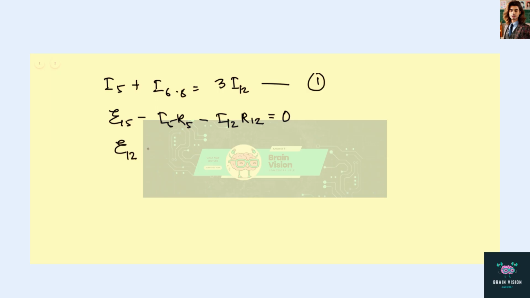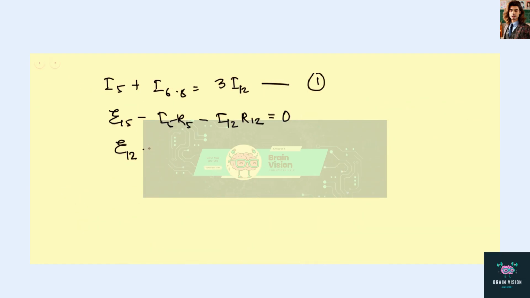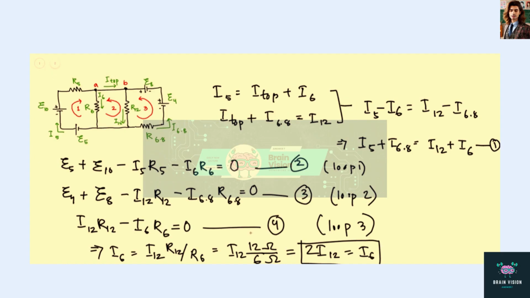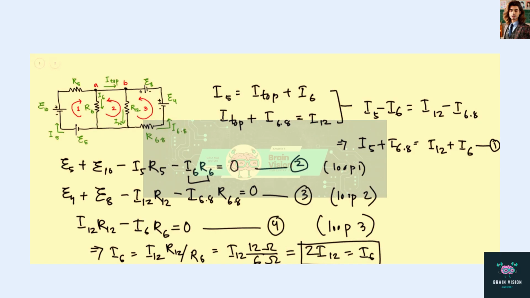So again we have E12, which is E4 plus E8, and these two add up to 12. E12 is equal to minus I12 R12 minus I6.8 R6.8. So this is equation 2, this is equation 3. You might get confused as to how this became I12 R12. Basically I have substituted R12 as well in terms of R6.